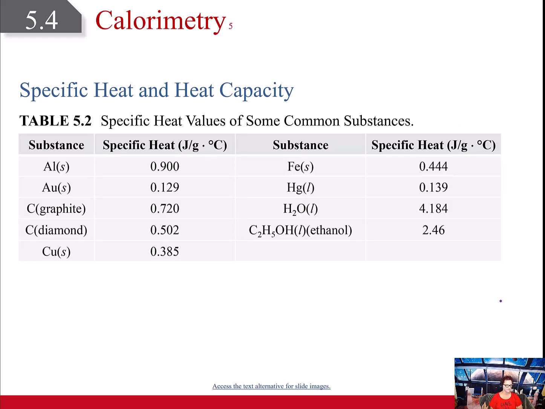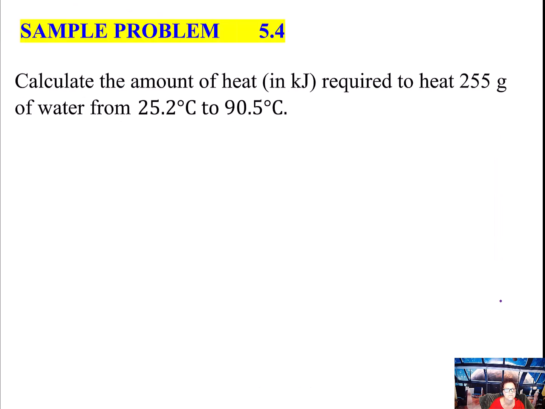All right, so these are just some specific heat values that you might find in a typical table, and they're in joules per gram times degree C. Now, calculate the amount of heat in kilojoules required to heat 255 grams of water from 25.2 to 90.5 degrees C. When we use the formula to do these calculations, we're going to be using Q equals the mass times C times delta T. And remember, the C is your specific heat.